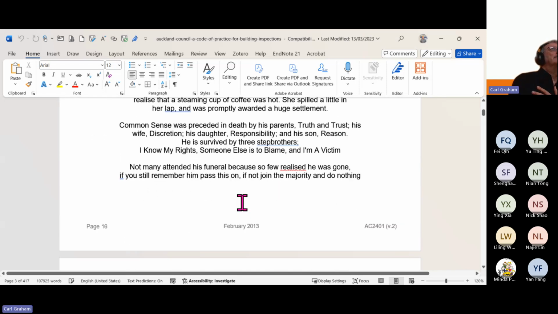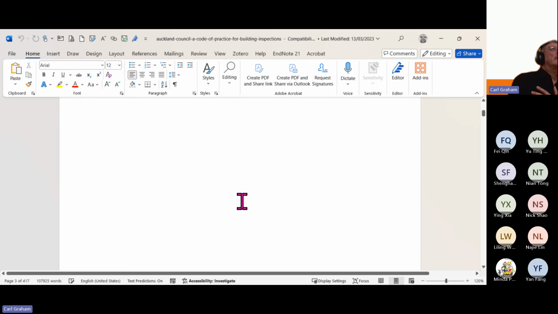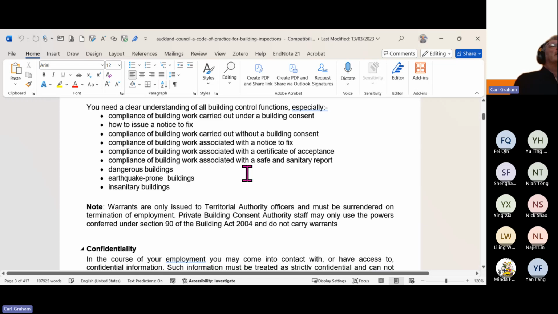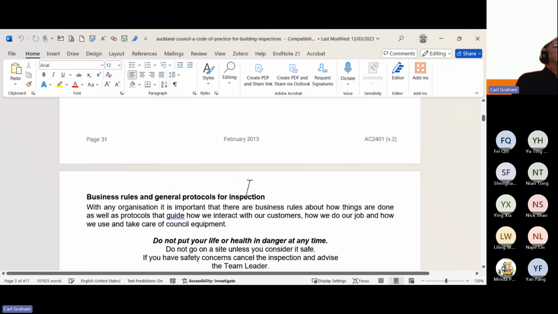Yes, exactly. So if I go like this, I should be able to go, because this is not in a PDF format. Sorry, guys. Give me a second.